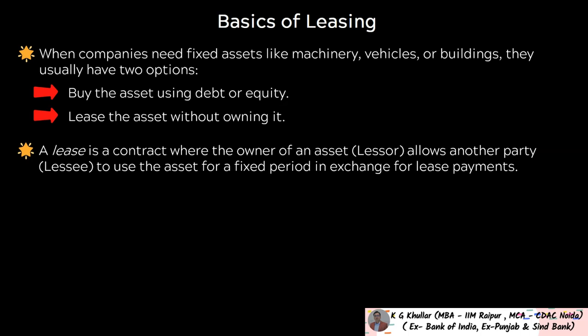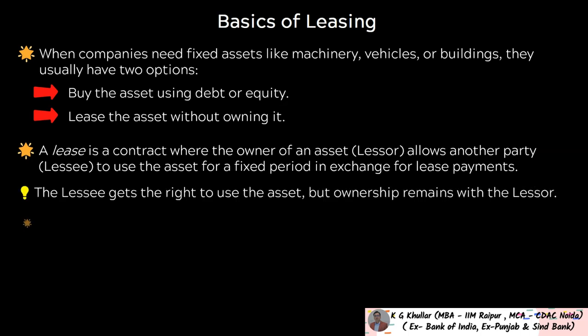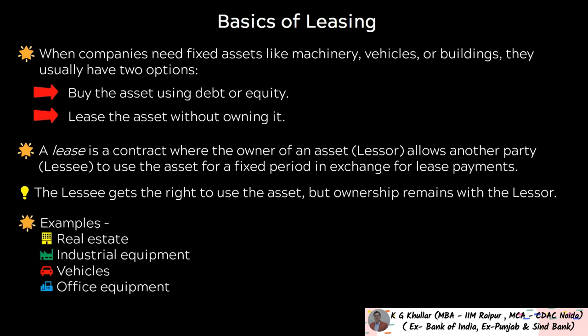Formally, we can define a lease as a contract where the owner of an asset, which is called a lessor, allows another party, which is called a lessee, to use the asset for a fixed period in exchange for lease payments. The key point to remember here is that the lessee gets the right to use the asset, but ownership remains with the lessor. Examples of leased assets include real estate, industrial equipments, vehicles, and also office equipments.